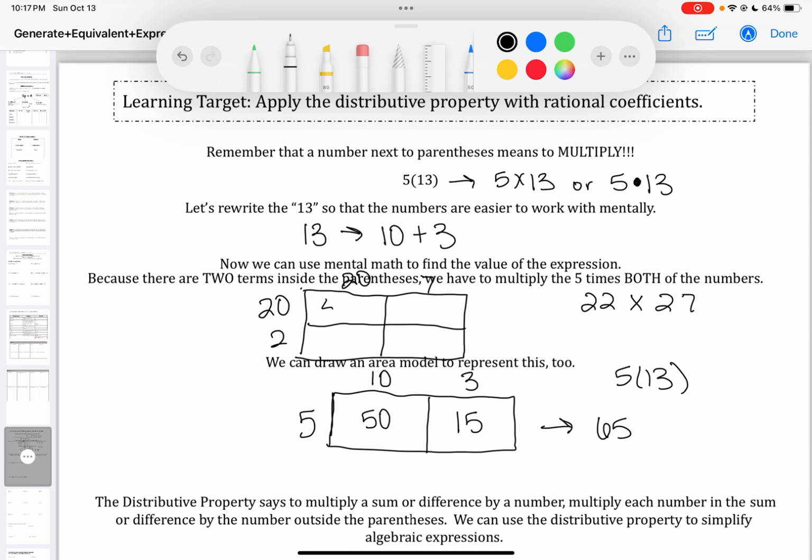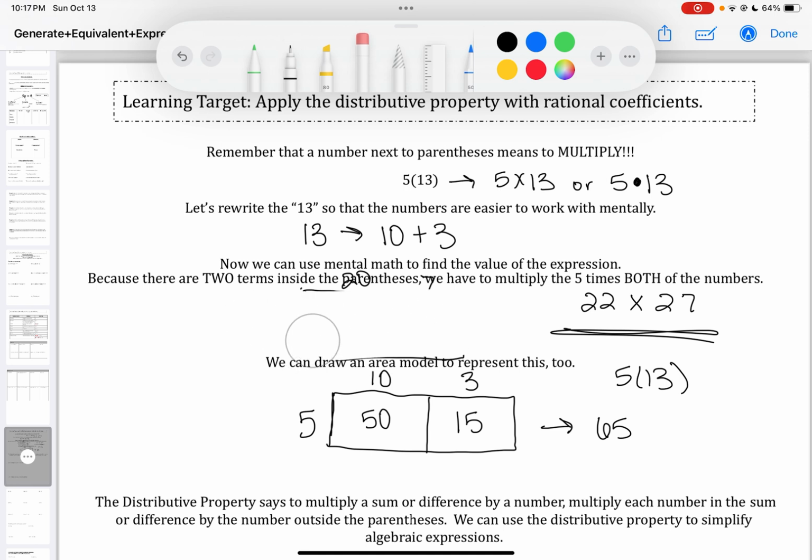20 times 20 is 400. 20 times 2 is 40. 20 times 7 is 140. 7 times 2 is 14. And if I added that all together, that would give me 22 times 27. So that part you didn't exactly need to write down. We just wanted to refresh you guys on the area model and how we will use that for distributive property.